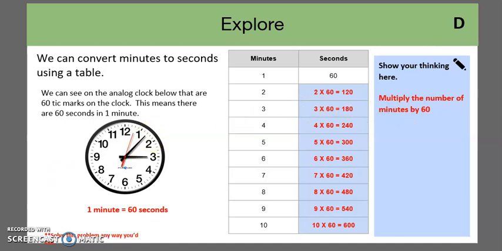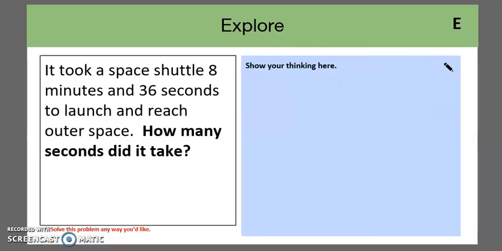Okay, we're going to go into a math word problem. It took a space shuttle 8 minutes and 36 seconds to launch and reach outer space. How many seconds did it take? Pause the video, think about how you would work through this problem, and we'll compare your answers on the next slide.